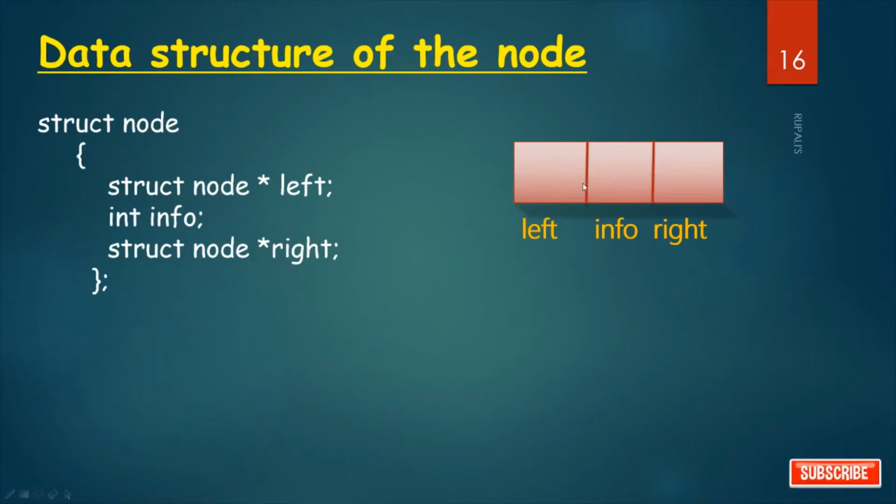Okay. So what is left? Left can hold address of any other node. Right also can hold address of any other node and there is one info, int info. So you have to write struct node star left, struct node star right and info. So this is the general data structure for the node.